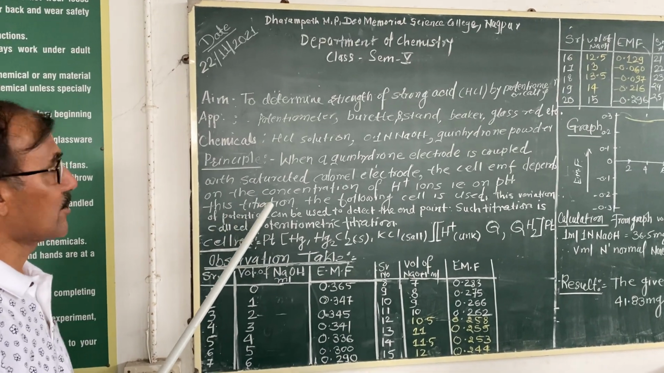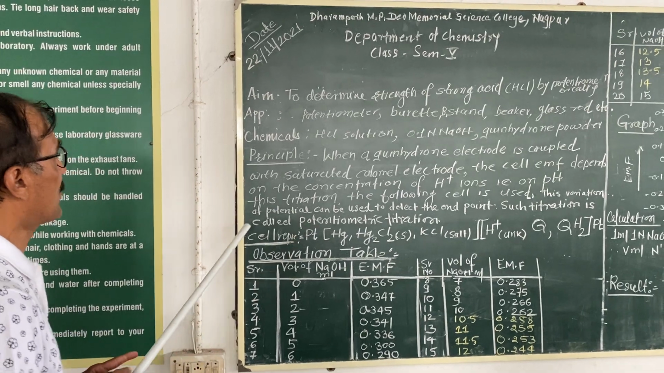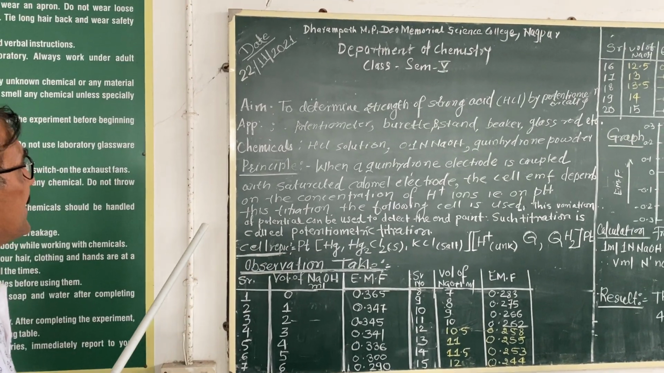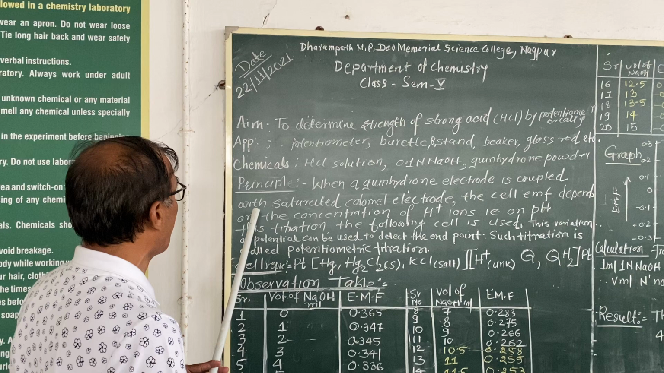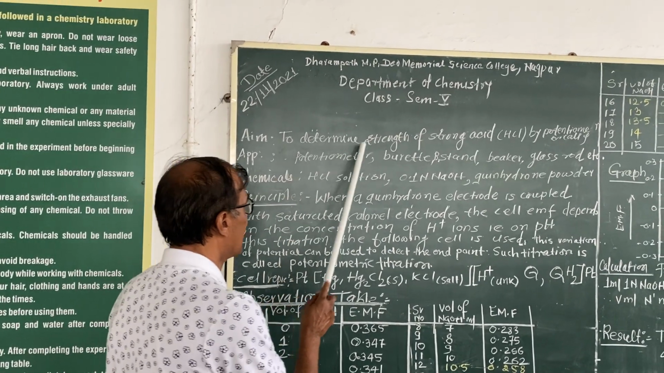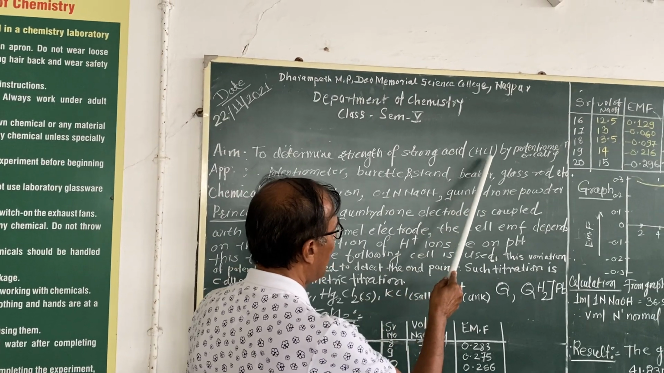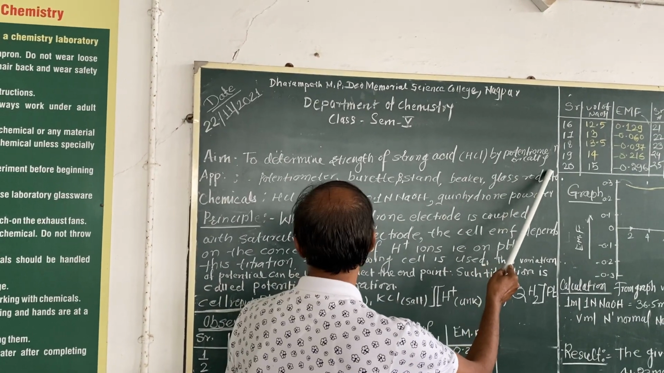So, in continuation of the last period, we'll demonstrate here the physical chemistry experiment. The name of the third experiment is to determine the strength of strong acid HCl by potentiometric titration.